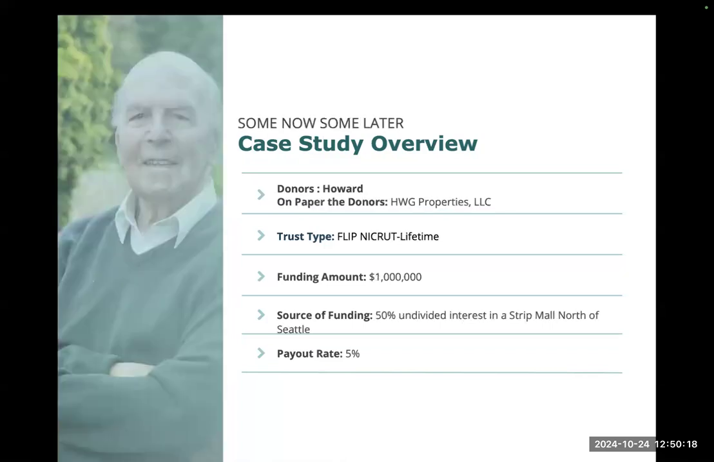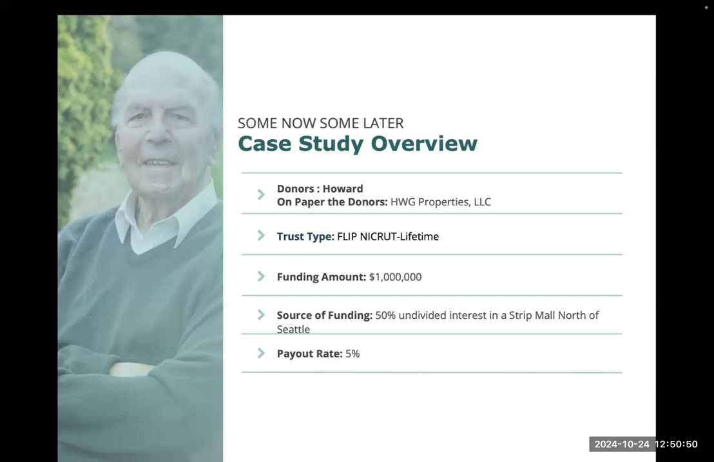Howard, a recent gift that we're working on. Howard owns a significant amount of real estate out in the Seattle area. He owns a strip mall, and this is the first real estate gift that he's making. And we went right to the top in terms of complexity with this. Howard was intrigued with charitable remainder trusts, but he also wants to make a charitable impact during his lifetime. And so the property appraised for just around $2 million.